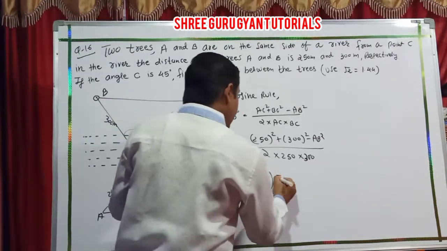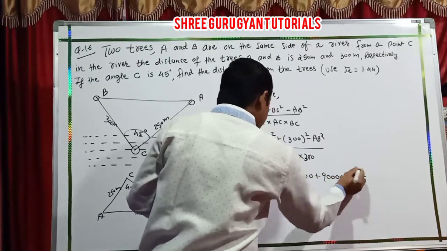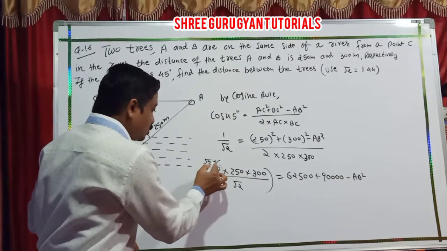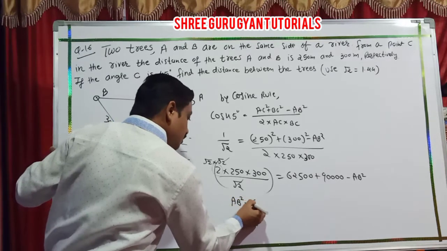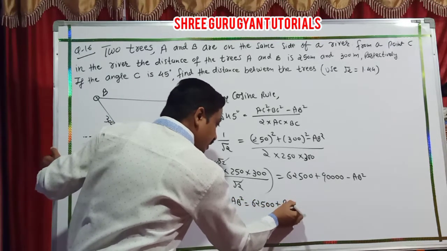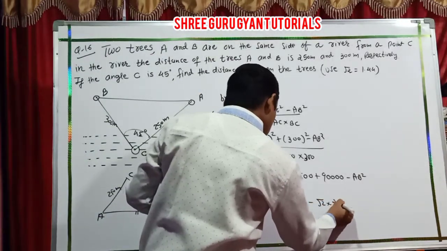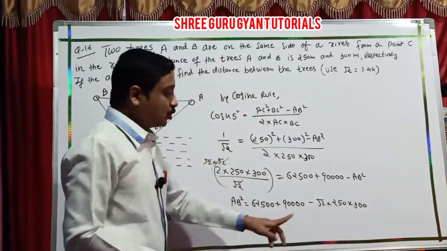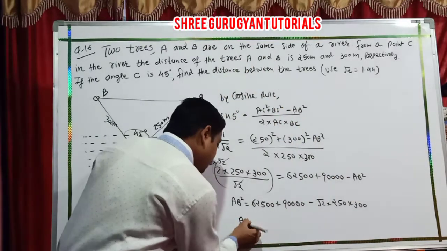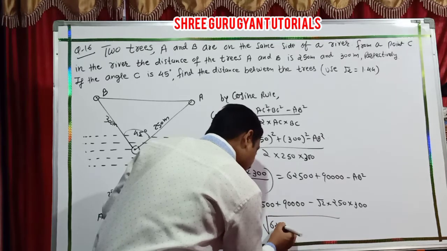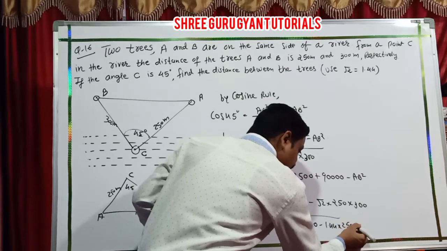And this side, 250 square is 62500, here 90000, minus AB square. But students, you know root 2 into root 2 cancels. And the other, AB square is equal to 62500 plus 90000, and moving this to the right side, minus root 2 into 250 into 300. Students, root 2 is already given in the question as 1.44, and utilize your calculator. You easily get the value of AB from 62500 plus 90000 minus 1.44 into 250 into 300.